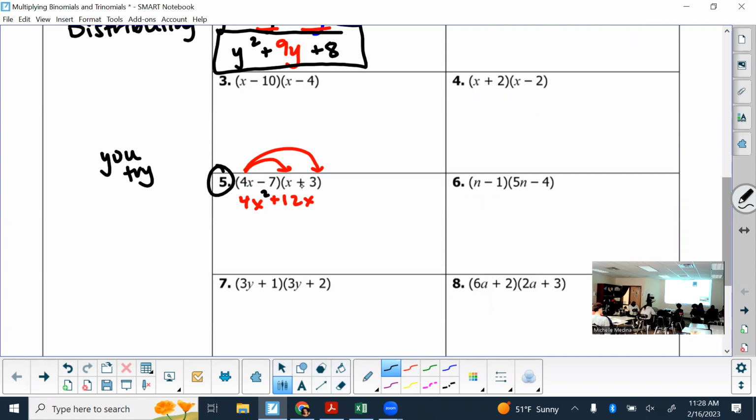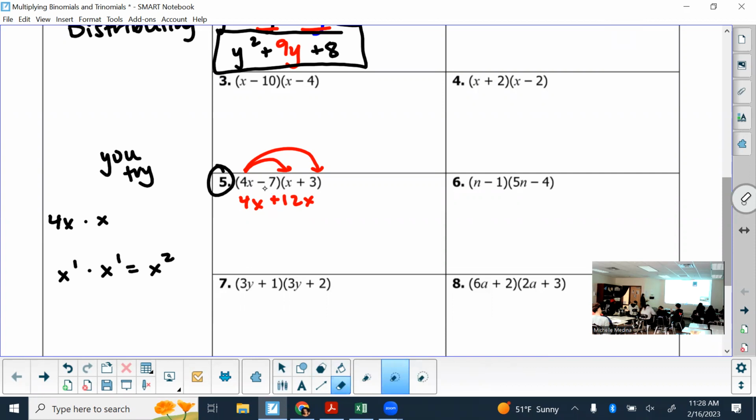But yeah, so 4x times x, remember to apply the product rule. All right, 4 times the coefficient of 1 is just 4, but x times x. So x to the first times x to the first, you add the exponent. So 1 plus 1 is 2. All right, but otherwise, good. Just that one little thing that has to be hit.